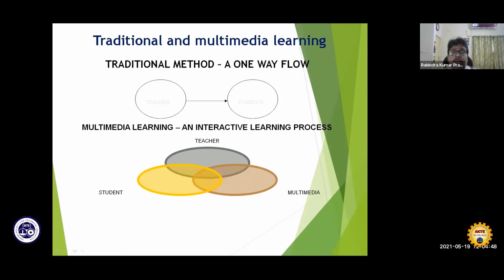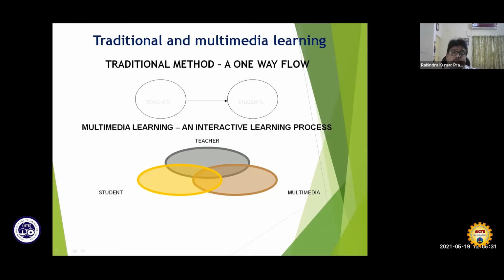So if you look at the traditional and the multimedia learning, the multimedia learning seems to be an interactive process of learning. But if you look at the chalk and talk methods, it seems to be a one-way flow of learning. One person just keeps on talking, and the entire class is just like a passive listener. The teacher never tries to understand whether whatever he is talking about in the classroom has an impact or is going into the minds of the students or not.